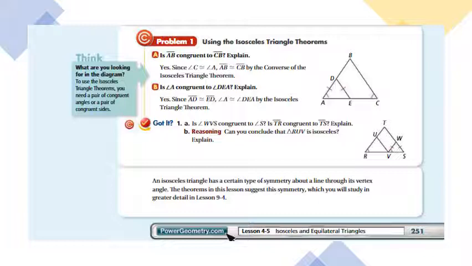So let's see here together. After this, got a number 1. Question A, is angle WVS congruent to angle S? Is TR congruent to TS? Explain. Let's look at this triangle.